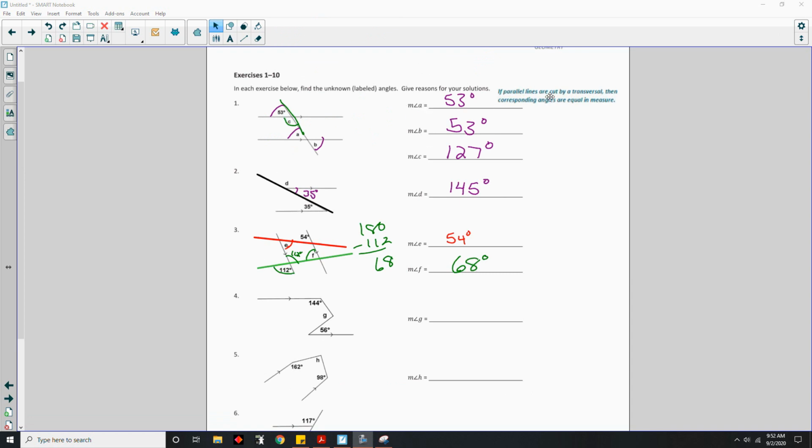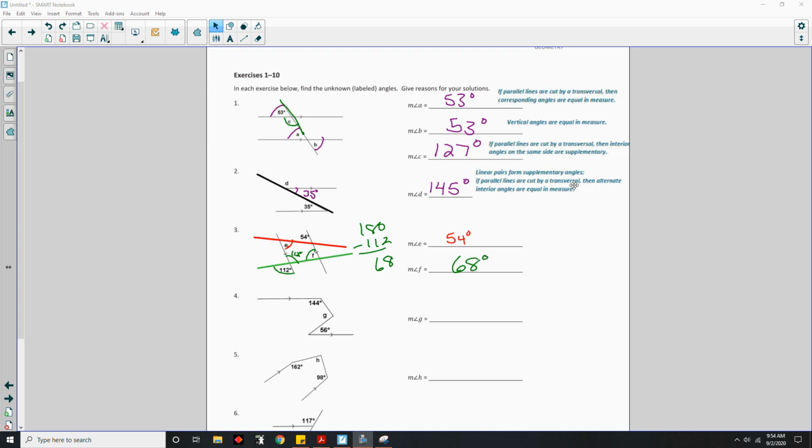If parallel lines are cut by a transversal, corresponding angles are equal in measure. Okay, corresponding angles. And this one, B was vertical to A, and we found A above, so vertical angles are equal in measure. For the measure of angle C, it says if parallel lines are cut by a transversal, then interior angles on the same side are supplementary, same side interior. For the measure of angle D to be 145 degrees right here, it's because linear pairs form supplementary angles.